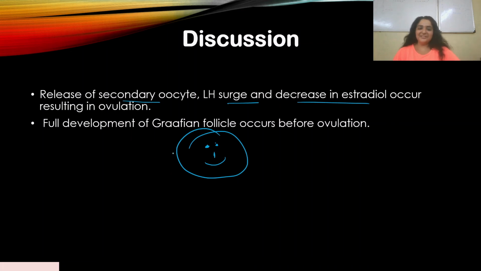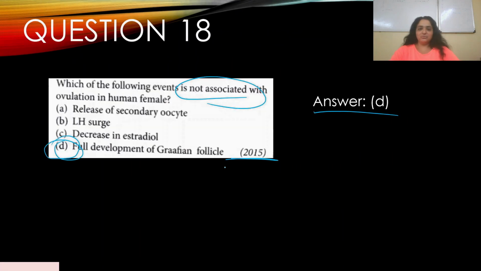Another smiley face today. So yeah, the full development of Graafian follicle happens before the ovulation. It's already prepared to do its job to release the ovum, the oocyte. But of course, many other factors are happening before that, which then allows for the release of oocyte from the Graafian follicle. So, which of the following events is not associated with ovulation? It's D.